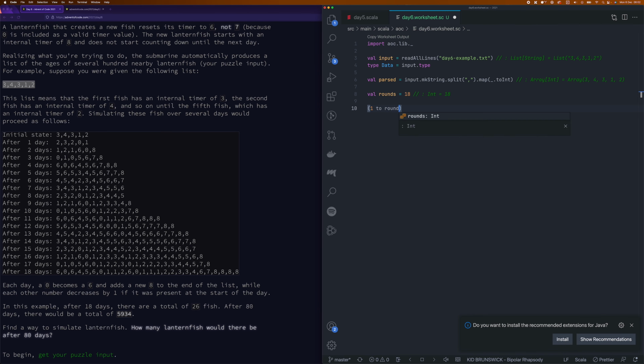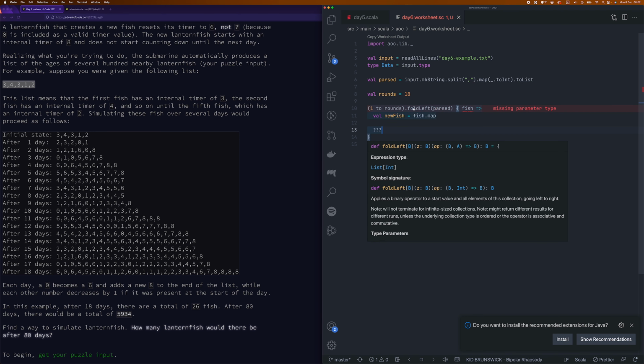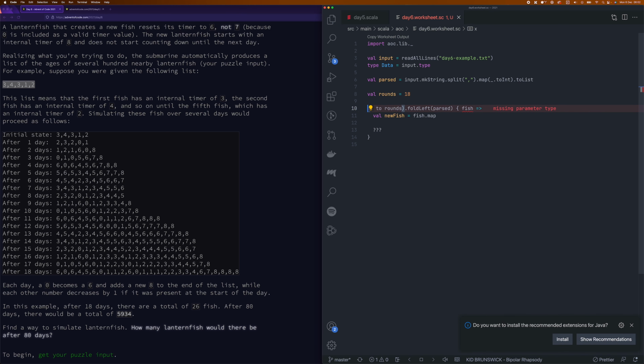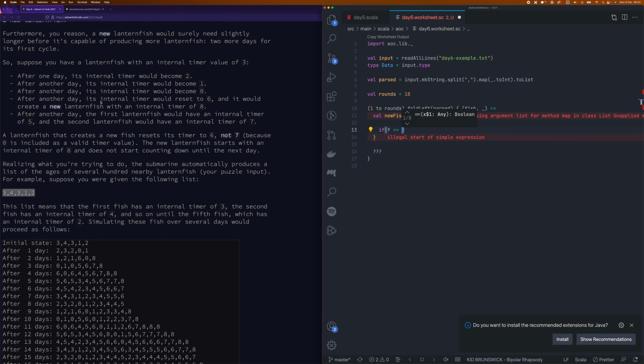So for this task, I started with a naive solution. I just folded over a sequence of the rounds. For every round, I would basically take a list, starting with what I parsed from the input. For every fish in the current state, I would flat map that fish to the next fish after the round. So it would be either the same fish with the number decreased or two fish, 6 and 8.